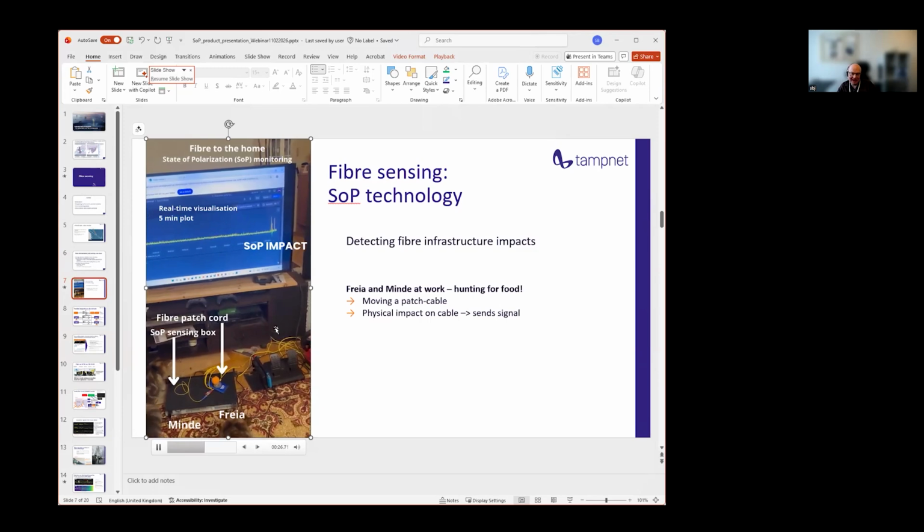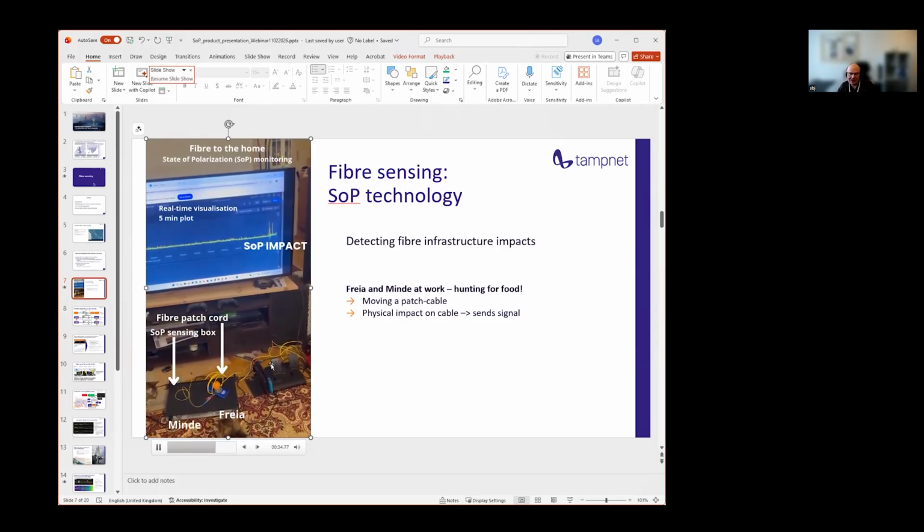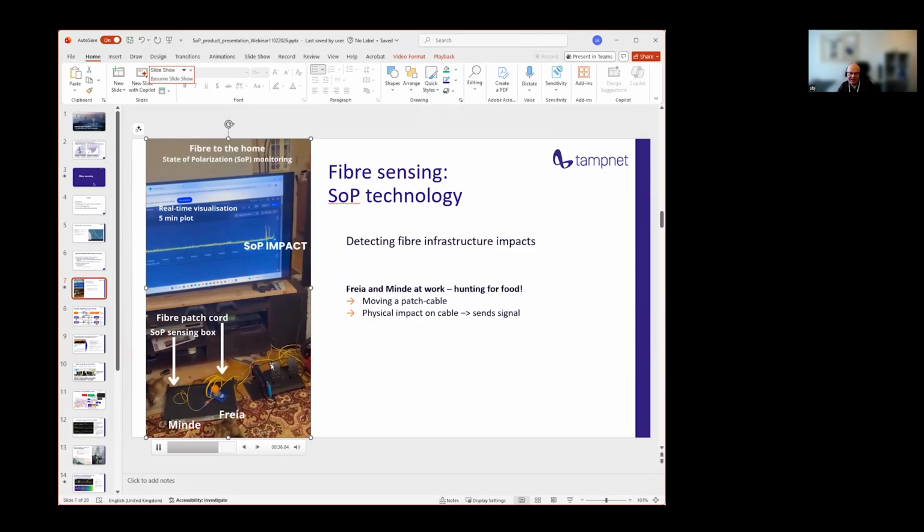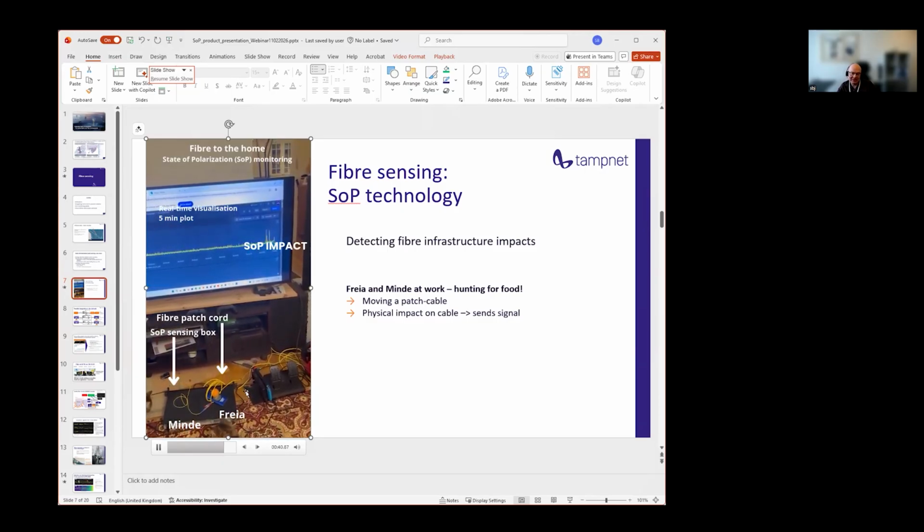You can't see the cats with the SOP. If you had DOS, you would probably be able to see that the cats is approaching because you have much higher sensitivity in DOS. But in SOP, you actually see that there is a movement of the patch cable in this example.